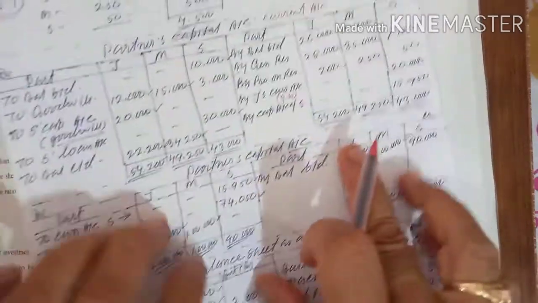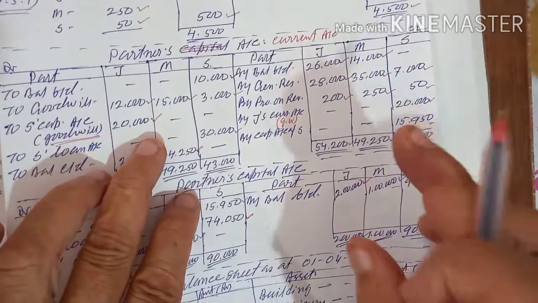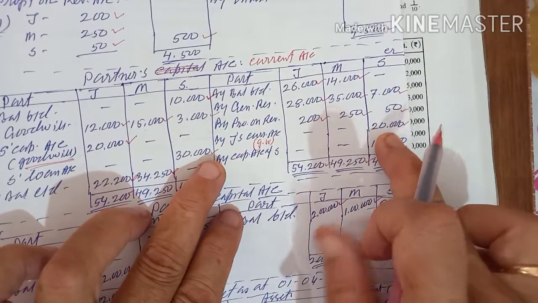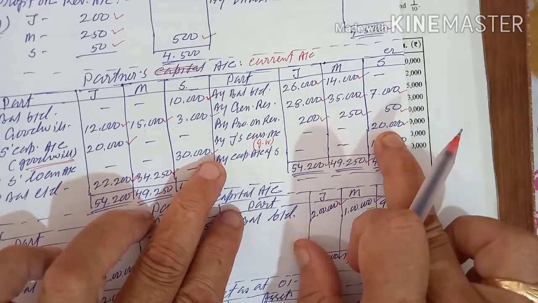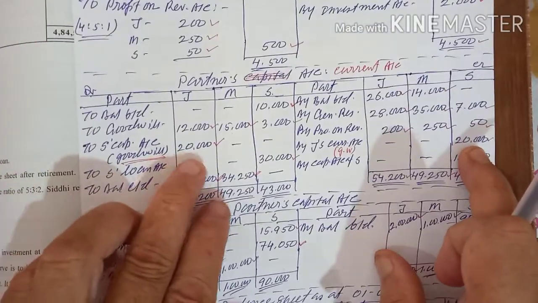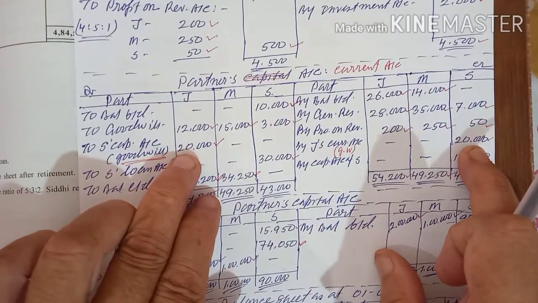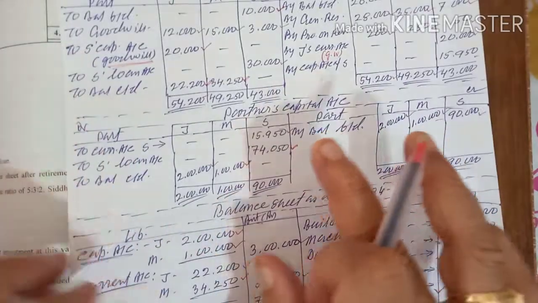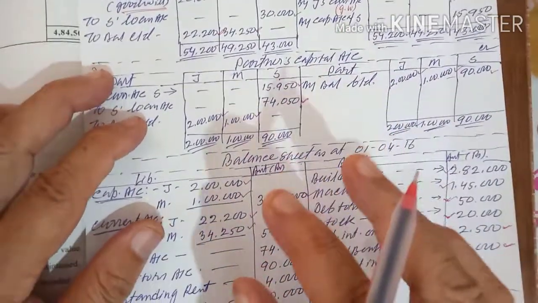Due to that, S is getting the extra amount for goodwill, it is credited, but it is debited to J, as J gains the whole share. I think you understood. If you do not understand, you can tell me once again for any doubt.